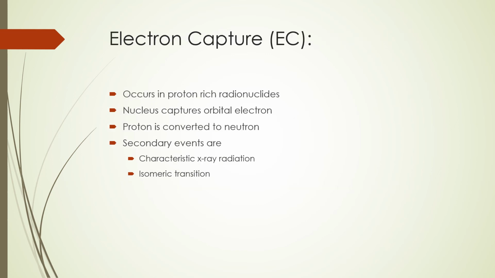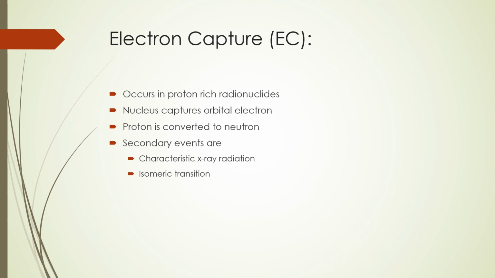Electron capture is an alternative to beta plus decay for proton-rich radionuclides. The nuclide captures an orbital electron from the K or L shell and neutralizes a proton. This leads to the conversion of a proton into a neutron. There are 2 possible secondary events after electron capture. There is the emission of a characteristic X-ray or isomeric transition.